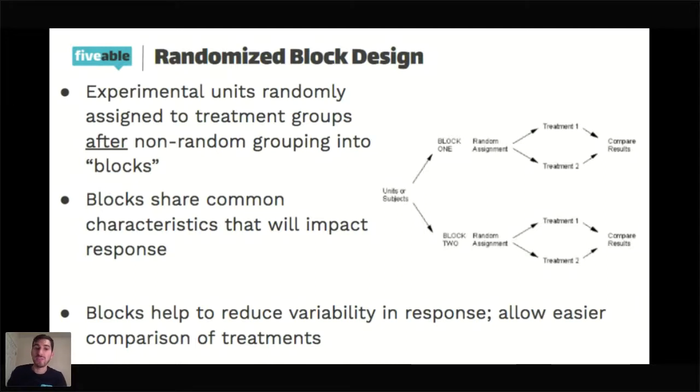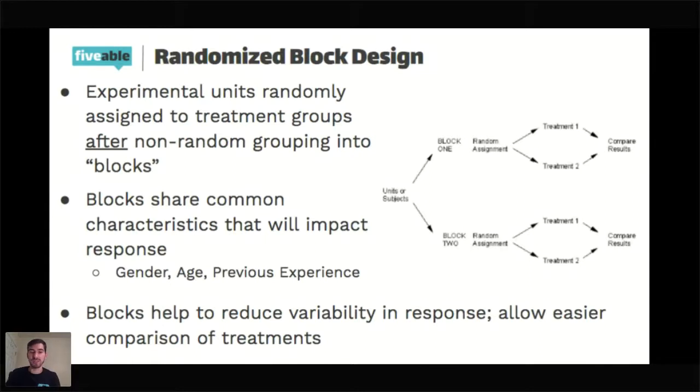If you notice, within the blocks, you're basically doing a completely randomized experiment and comparing results at the end. So you're going to assign randomly what treatments there are after non-randomly separating folks. Okay, some common blocking variables, potentially genders, age levels, previous experience with things. All those could be good examples.